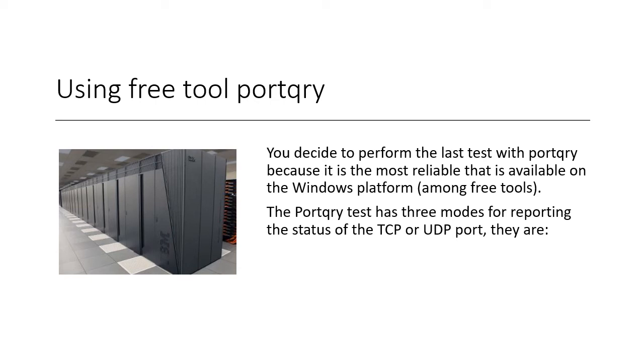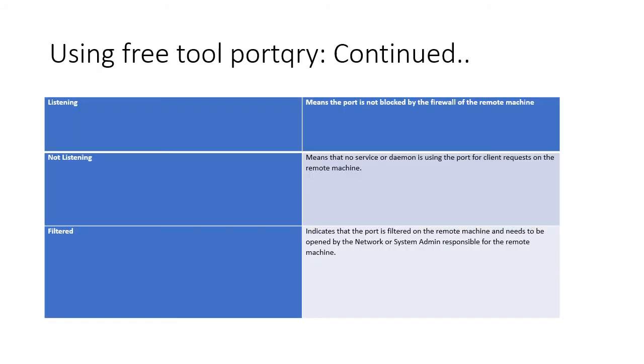The Port Query test has 3 modes for reporting the status of the TCP or UDP port, and they are: Listening means the port is not blocked by the firewall of the remote machine. Not listening means that no service or daemon is using the port for client requests on the remote machine. Filtered indicates that the port is filtered on the remote machine and needs to be opened by the network or system administrator responsible for the remote machine.